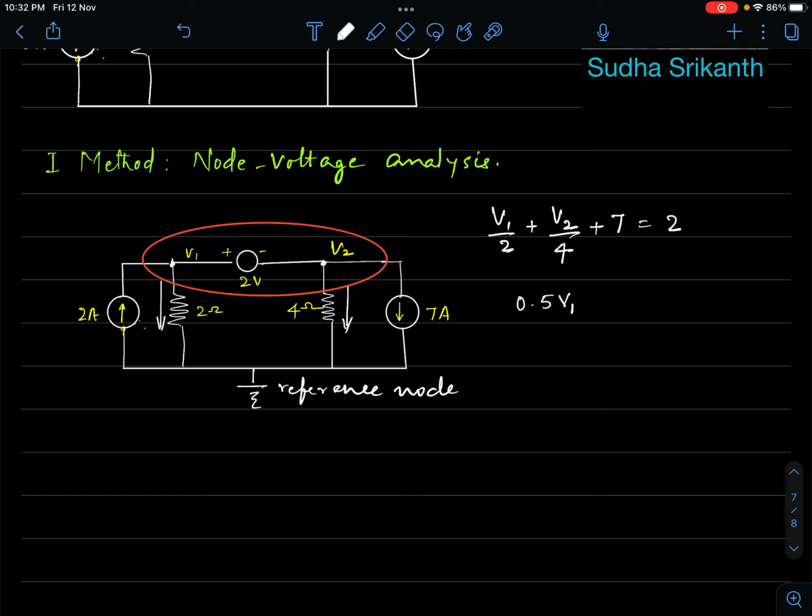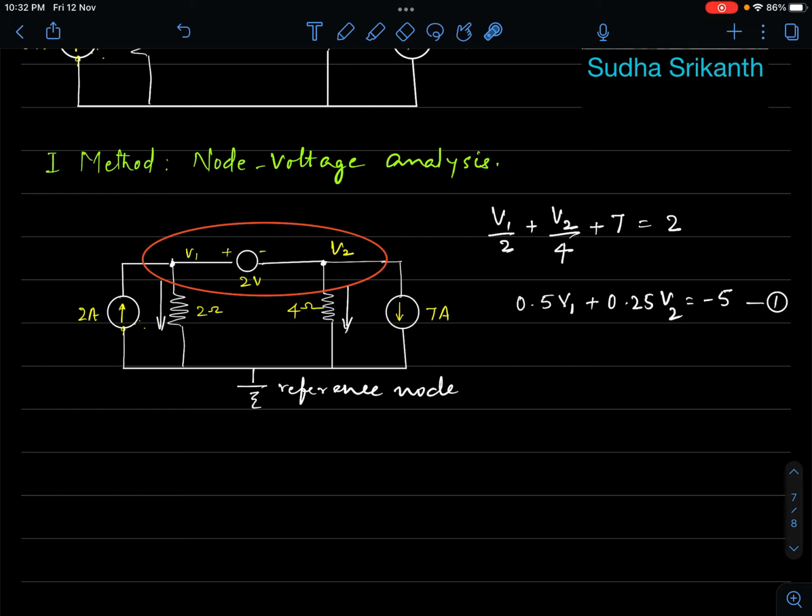This comes out to be 0.5 V1 plus 0.25 V2 equal to 7 on that side will be minus 7 plus 2, that is minus 5. This is my one equation. I'll call this equation 1. Alright, now what is the second equation? You have two unknowns, you need to have the other equation.